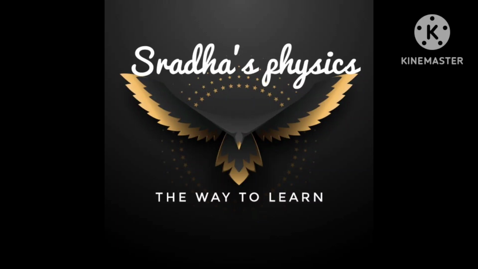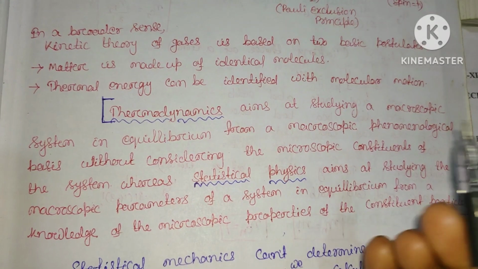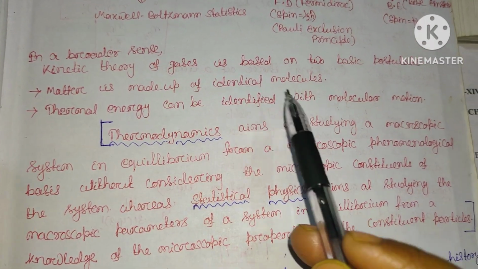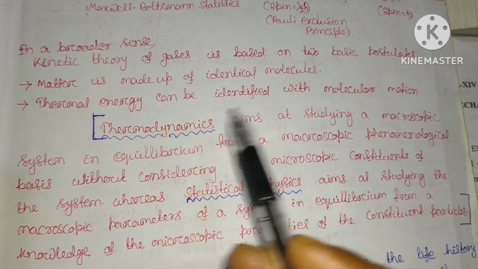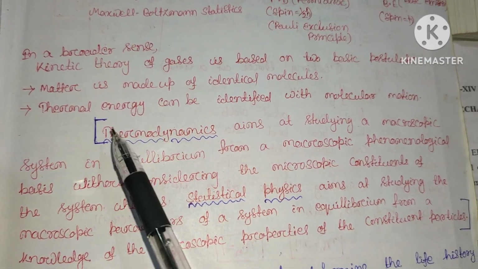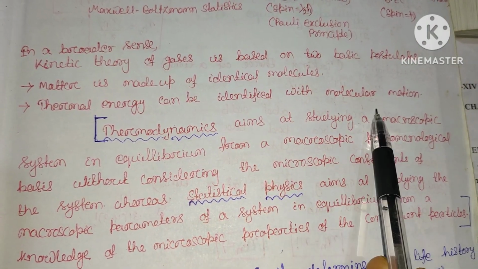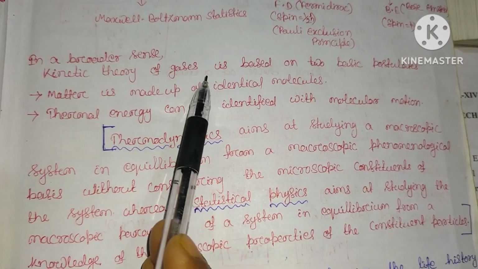This video is based on statistical mechanics as per the CBCS syllabus. Today our topic is statistical physics. So the kinetic theory of gases is based on two basic postulates. One is that matter is made up of identical molecules, and the other is that thermal energy can be identified with molecular motion. So these are the two basic postulates of kinetic theory of gases.